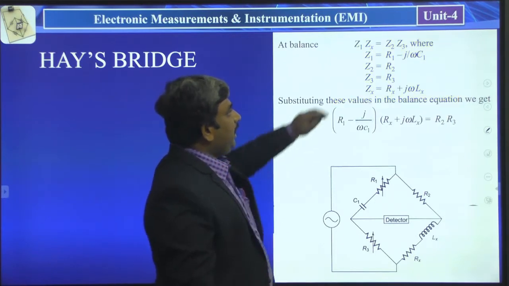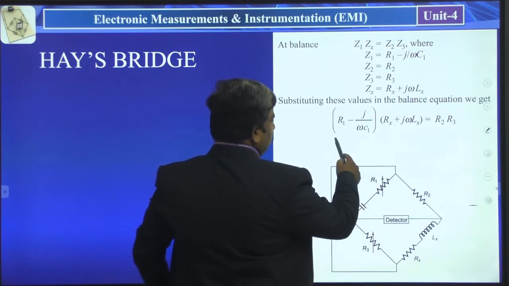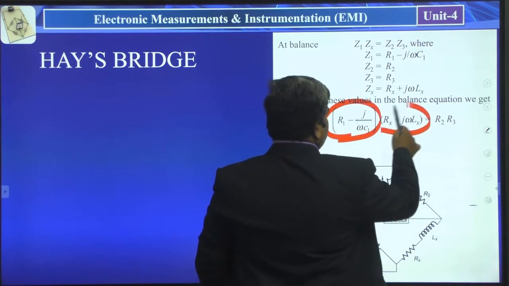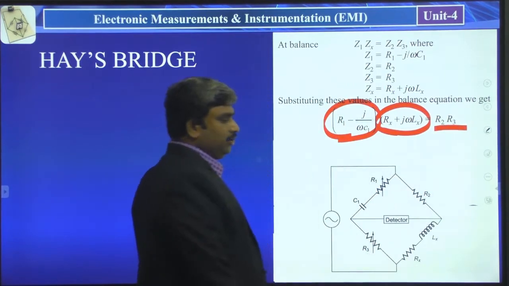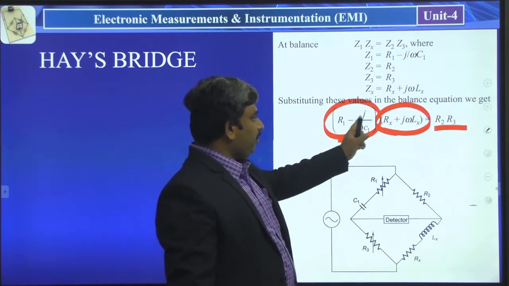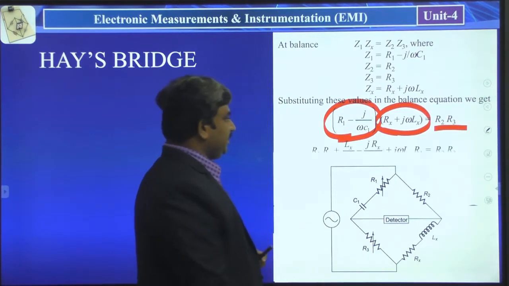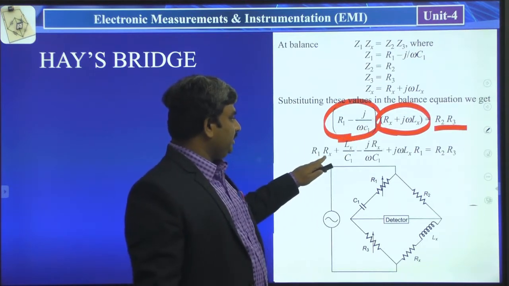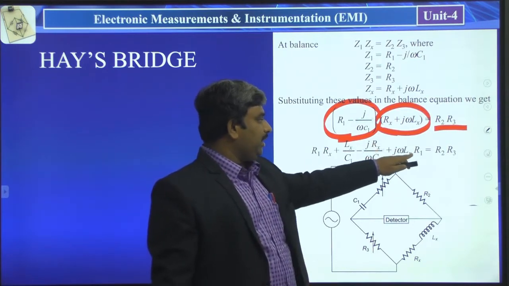Now the bridge balancing condition is Z1 Zx equals Z2 Z3, where Z1 is equal to R1 minus j by omega C1, Zx is equal to Rx plus j omega Lx, and Z2 and Z3 are nothing but R2 and R3. So this is the bridge balancing condition. Now multiply these terms, and then separate the real and imaginary parts. We get R1 Rx plus Lx by C1 minus j Rx by omega C1 plus j omega Lx R1.